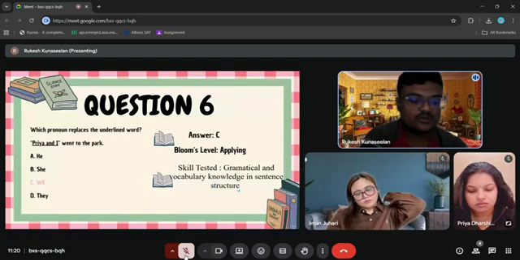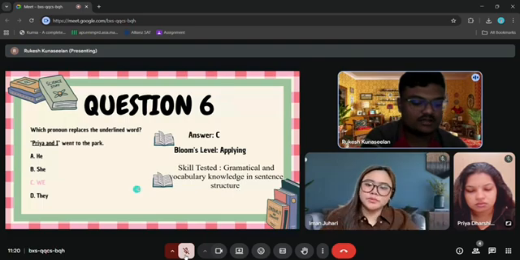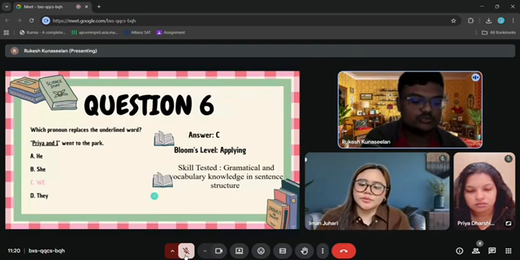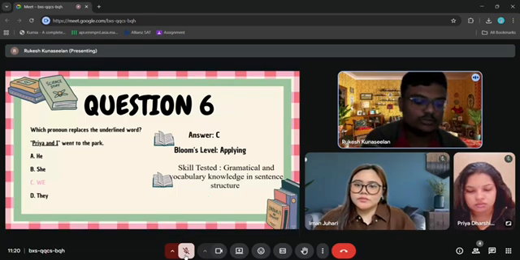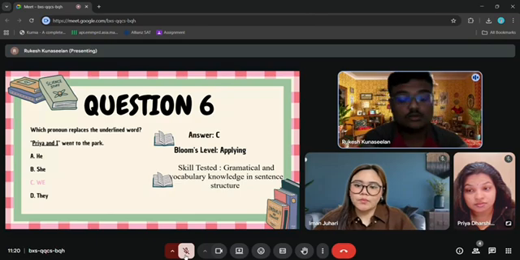Why is the answer C? Because when we talk about ourselves and another person together, we use "we". Example, Priya and I went to the park. The correct answer is we went to the park.